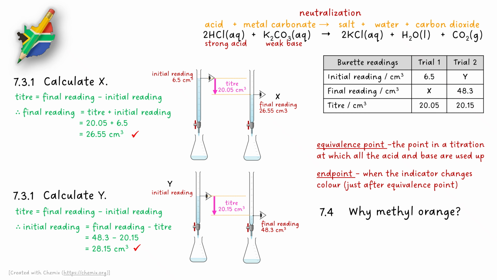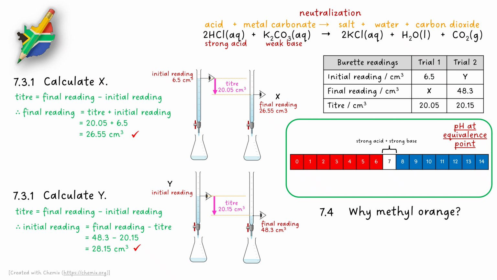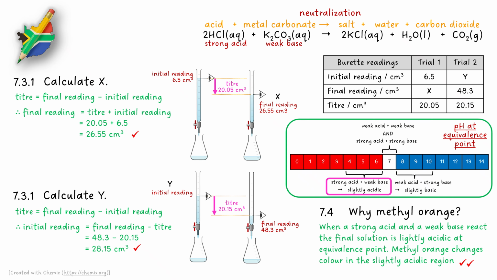We need to figure out the pH range in which methyl orange changes color. A strong base and a strong acid react to produce a neutral solution with pH about 7 at equivalence point. A strong acid and a weak base at equivalence point produce a slightly acidic solution. A weak acid and a strong base produce a slightly basic solution, and a weak acid and a weak base produce a neutral solution. In the given reaction, we have a strong acid and a weak base reacting, so the final solution at equivalence point will be slightly acidic. So methyl orange must change color in the slightly acidic region.